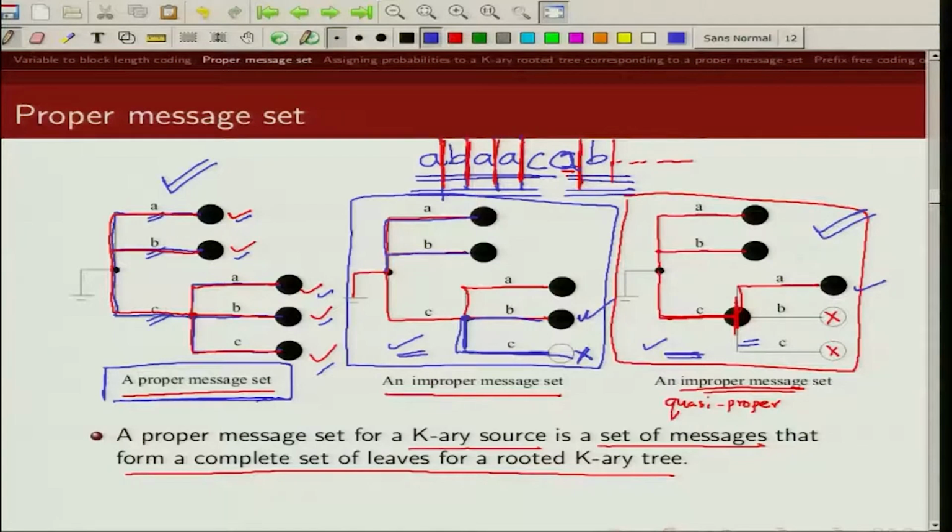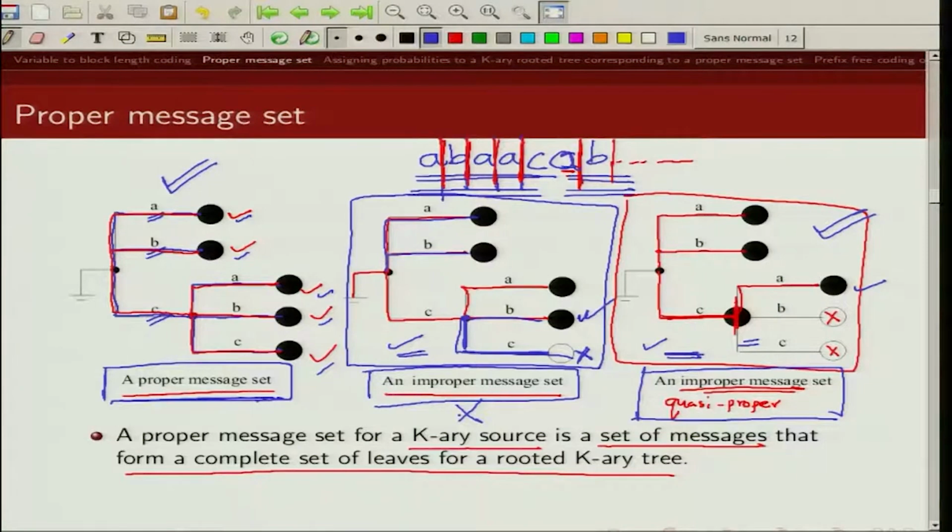Okay, so I have given examples of various ways in which you can parse the input message sequence. Clearly, if I use a proper message set, I can parse all input sequences and I can instantaneously parse the bits. If I use a quasi-proper message set, I can parse all input sequences, but I may not be able to do it instantaneously. I may have to look at some bits in the future and then decide my message boundary. Whereas if you are using an improper message set, then you cannot parse all possible input sequences. So we cannot use this improper message set for source parsing.